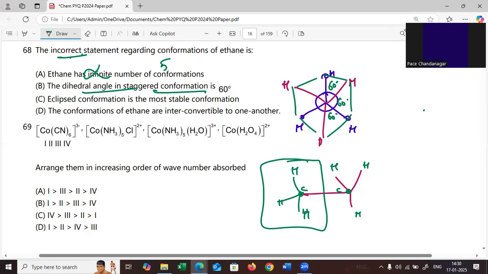eclipsed configuration, I would say here, eclipsed, which means the top one and the bottom one, as you can see, back to back. If you have eclipsed, one hydrogen of the first set eclipses the other set, then it is the most stable configuration. What we say, eclipsed configuration would be your most stable. So which is also right, and the conformations of ethane are interconvertible to one another, right? So ethane has infinite number, which is wrong.